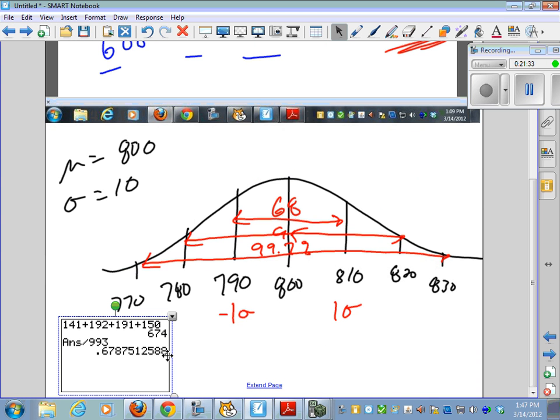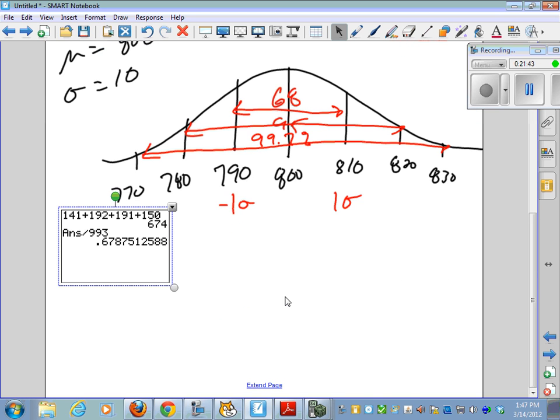What's it supposed to be? 68. Is 67.9% close enough to 68? Yes, I would say so. If you round it, it is. If you round it and sort of don't worry too much, yeah, I would say so. But that's only one. We're still doing A. We're trying to prove that they are normal.